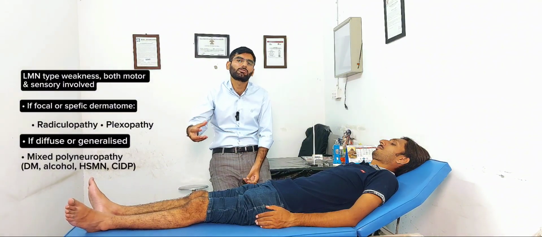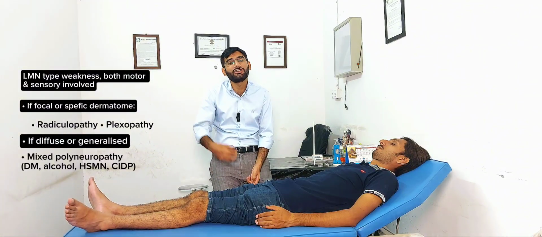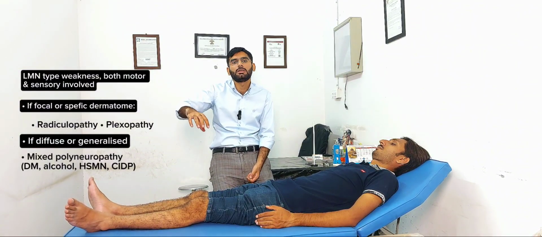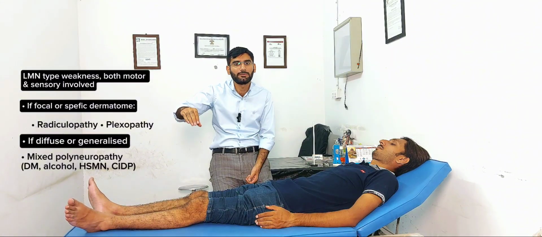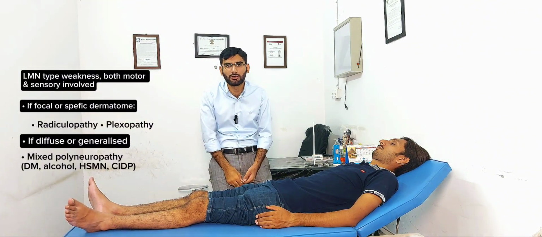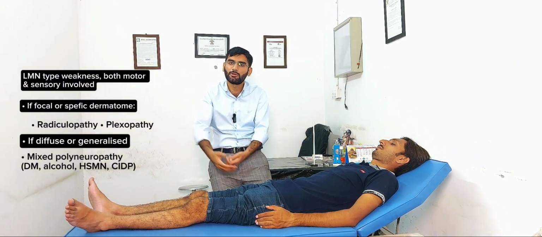What is the lesion? It is lower motor neuron type weakness in both lower limbs. Where is the lesion? It is mixed polyneuropathy, which means it is at the level of spinal nerves and both motor and sensations are impaired. Now, why is the lesion? What conditions can cause mixed polyneuropathy?